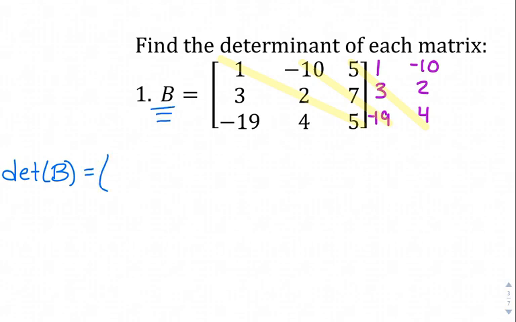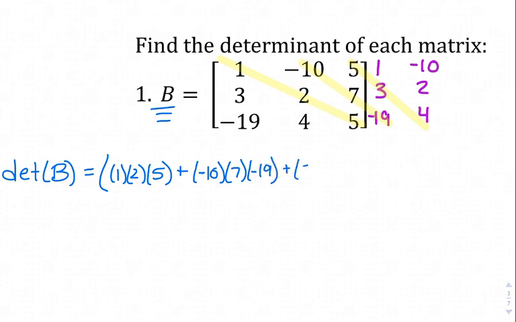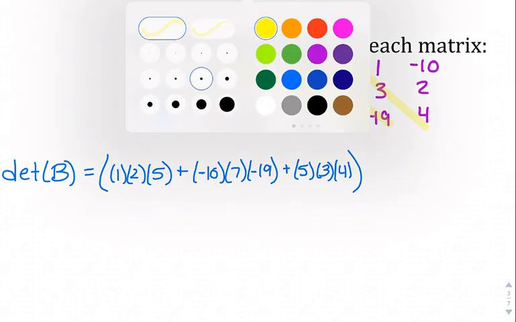And now for my diagonals. I see I have a diagonal of 1, 2, 5. So I'm going to multiply those numbers together. 1 times 2 times 5. Then I add the next diagonal, which is negative 10, 7, negative 19. So I'm going to do negative 10 times 7 times negative 19. Plus final diagonal, which is 5 times 3 times 4. So those are all my on diagonals.